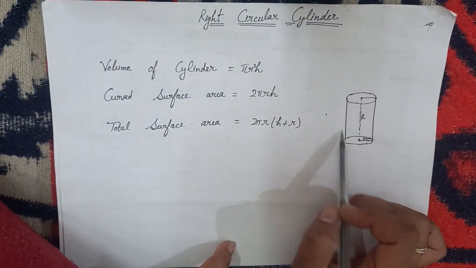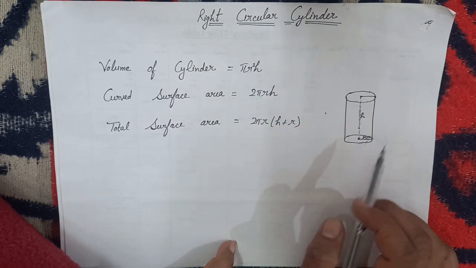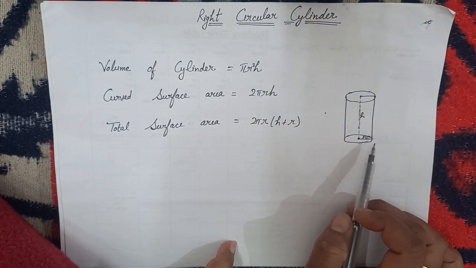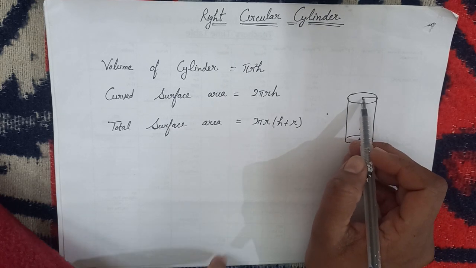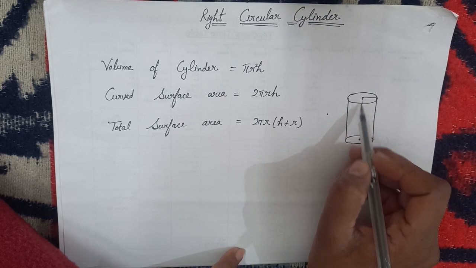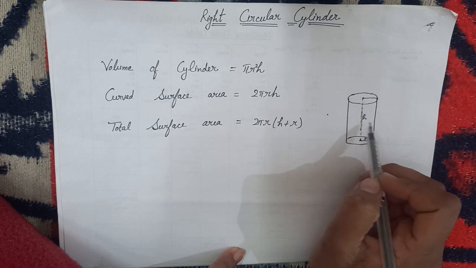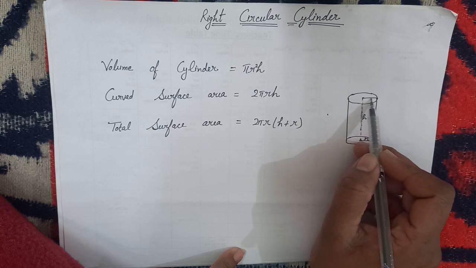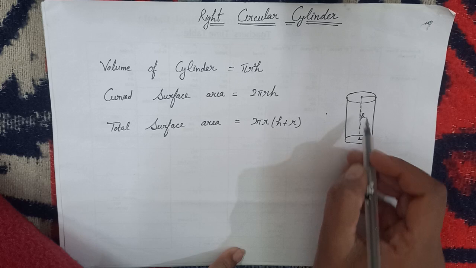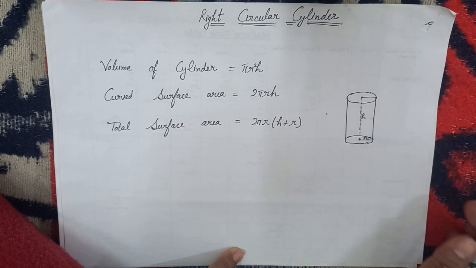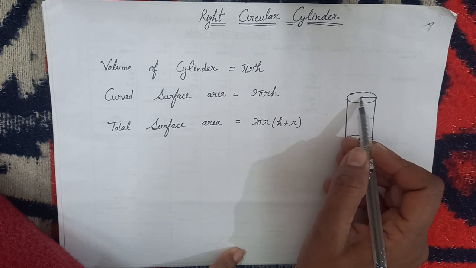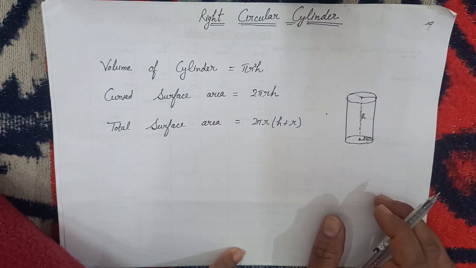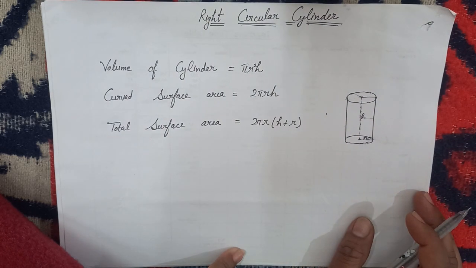We know this is a cylinder shape. Circular means its base is circular, and right means when I measure the radius from this axis, it will be equal everywhere. If I measure the radius from there or inside somewhere, it will be the same. The radius will be equal on every side of it. Okay ji? So that's why we call it a right circular cylinder.